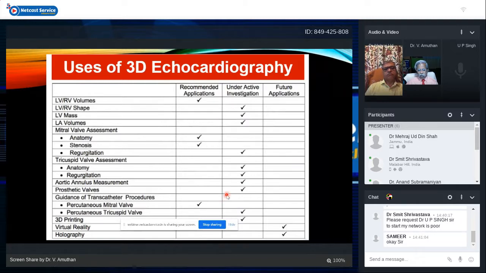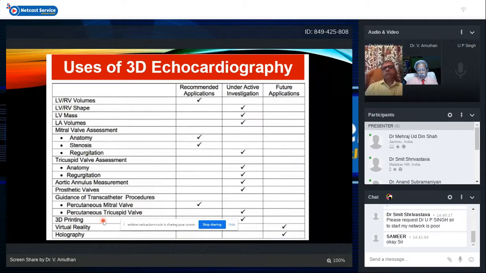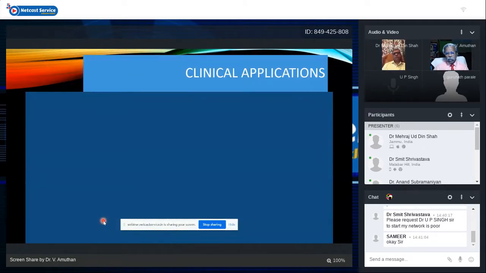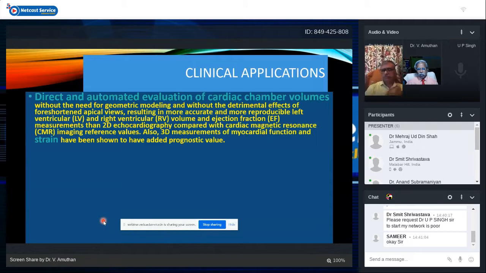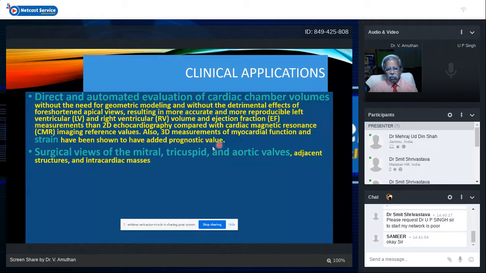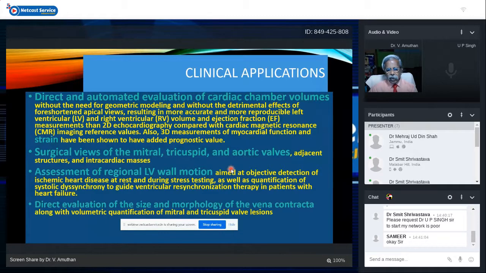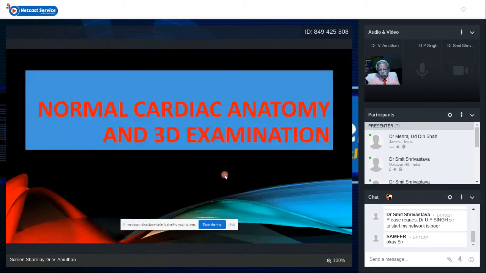The other advancement which is of use is 3D printing, virtual reality, and holography. So the clinical applications I can summarize as direct automated evaluation of the cardiac chamber and volumes. I will spend some time on this. Second is the surgical views of the mitral, tricuspid, and aortic valves, assessment of the regional LV wall motion, and direct evaluation of the size of the vena contracta, especially in mitral regurgitation, and for interventional procedures.